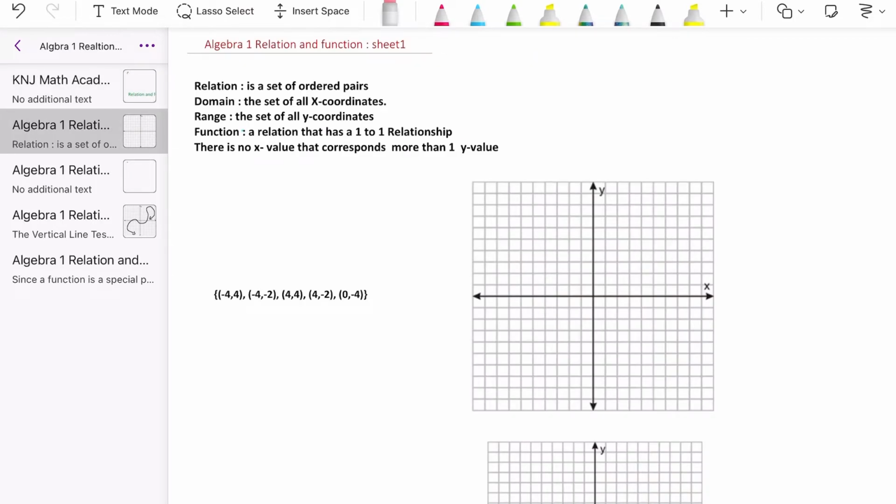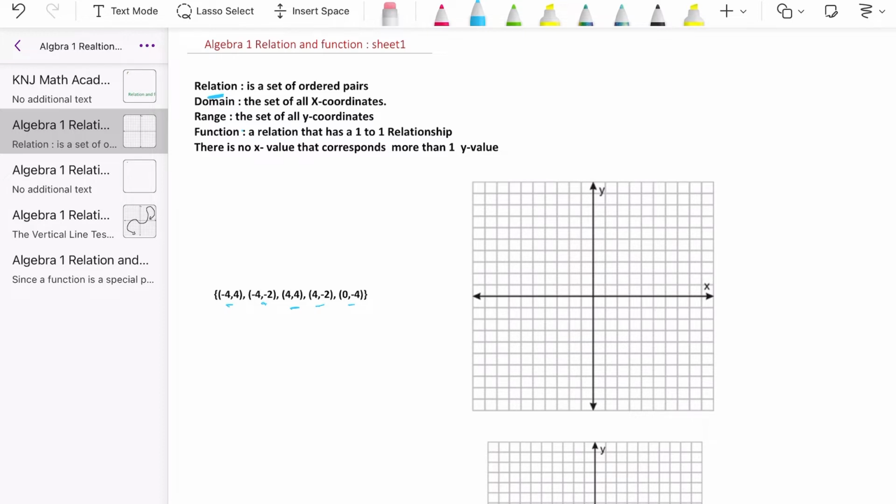So I'm going to start with some quick definition about the topics we are going to cover in this video. So relation. What is a relation? It is actually a set of ordered pairs. Like this example we have inside the parentheses. I have minus 4 and 4, minus 4, minus 2, 4 and 4, 4 minus 2, and 0 and minus 4.